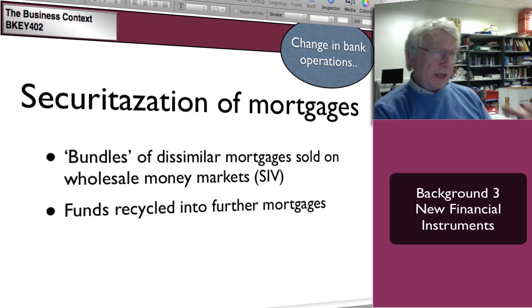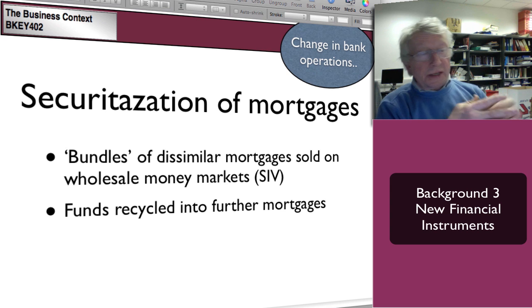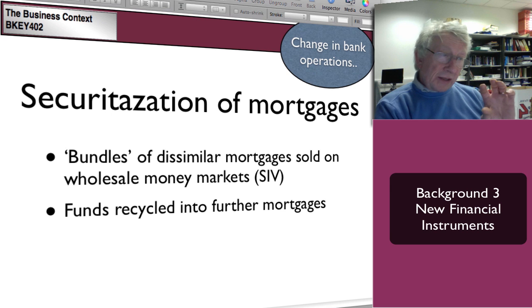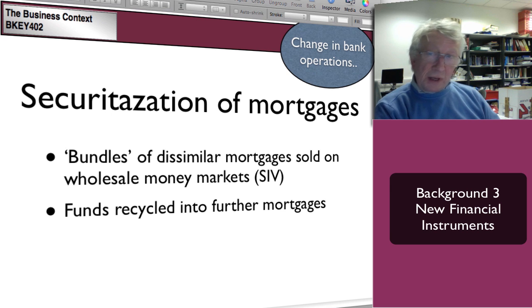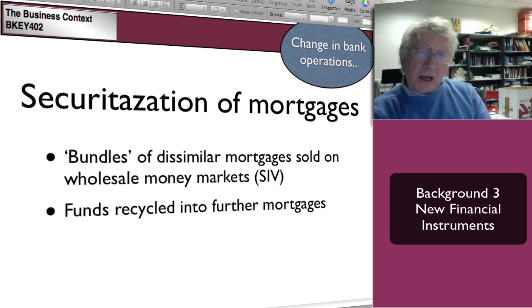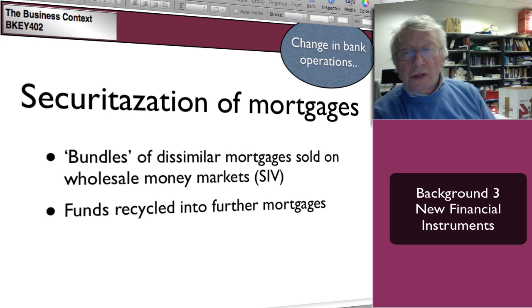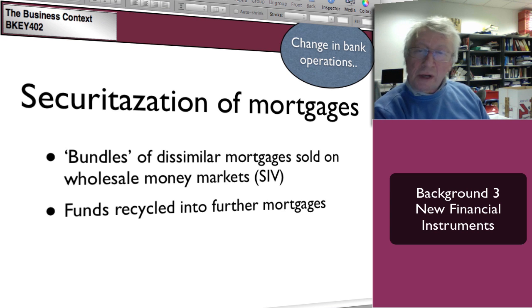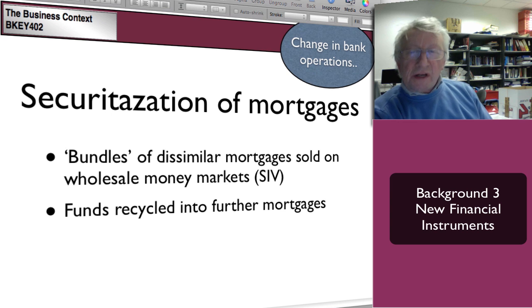After Big Bang, what we had was this notion of securitization. Securitization is basically taking the ability to get income in the future and selling that on, almost like a share, the notion that you can make money back from it immediately. So what happened after 1989, indeed slightly earlier in the United States, is bundles of dissimilar mortgages were sold on the wholesale money markets. A bank would sell a bundle of 1,000 mortgages with various risk attached. They were bundled up into an SIV, a securitized investment vehicle.